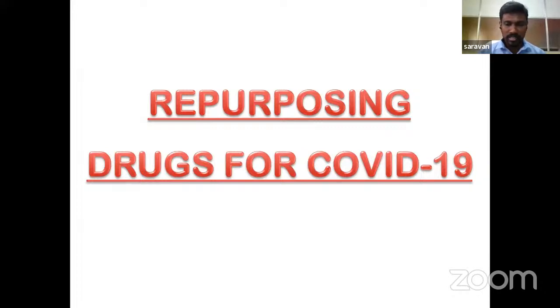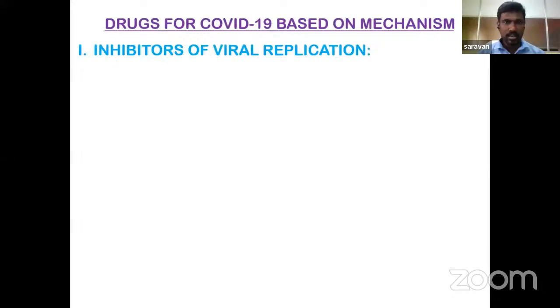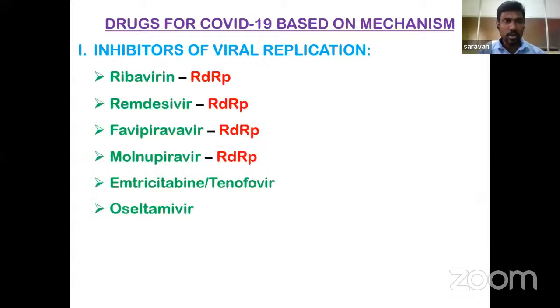Now we are going to see the categories of drugs which are available for the management of COVID-19 infection. Based on their mechanism of action, they are divided into different categories. The first one is inhibitors of viral replication, that is, drugs that inhibit the RNA-dependent RNA polymerase enzyme. Ribavirin, remdesivir, favipiravir, molnupiravir, emtricitabine in combination with tenofovir, and oseltamivir are the drugs that are approved for the management of COVID-19 infections.